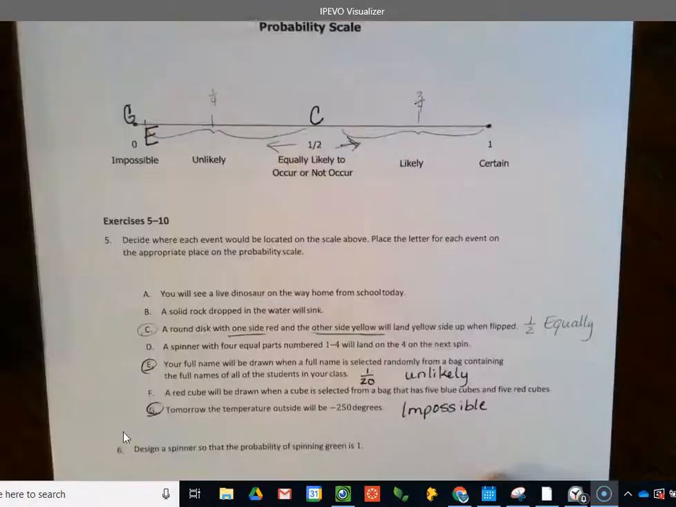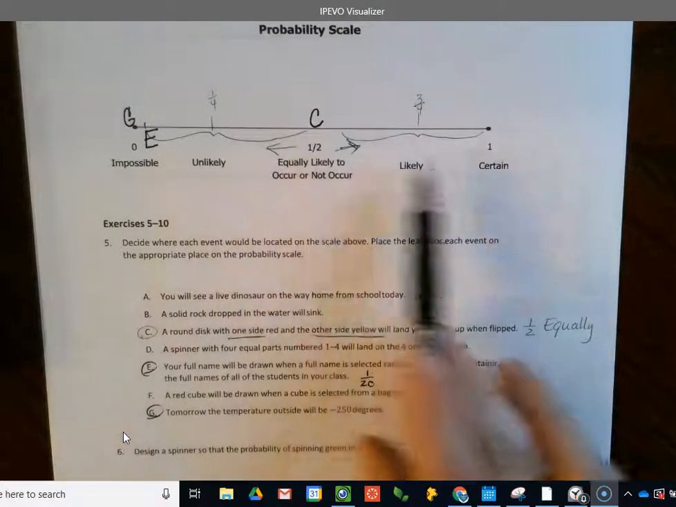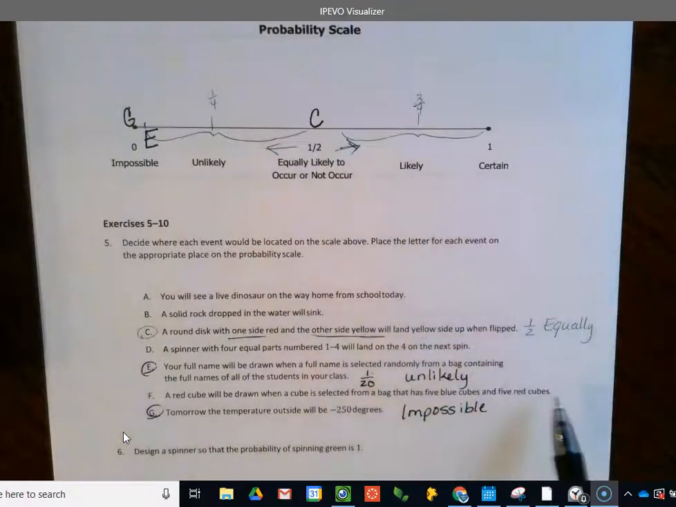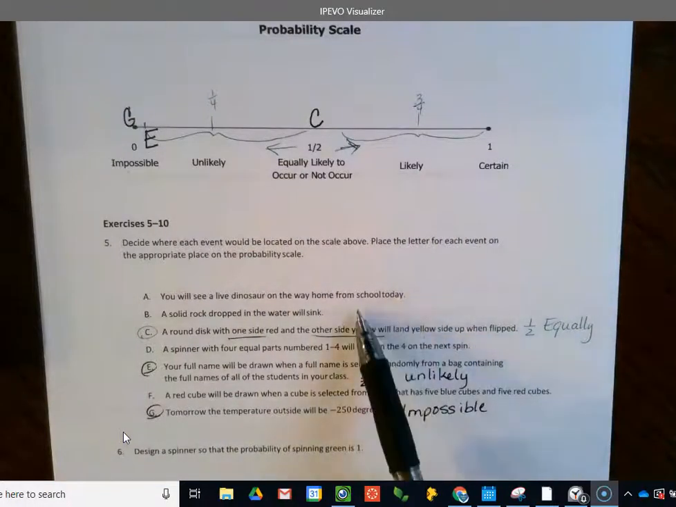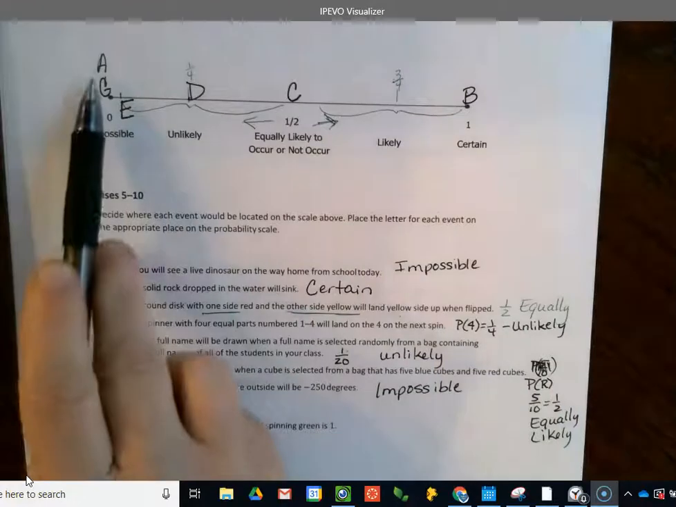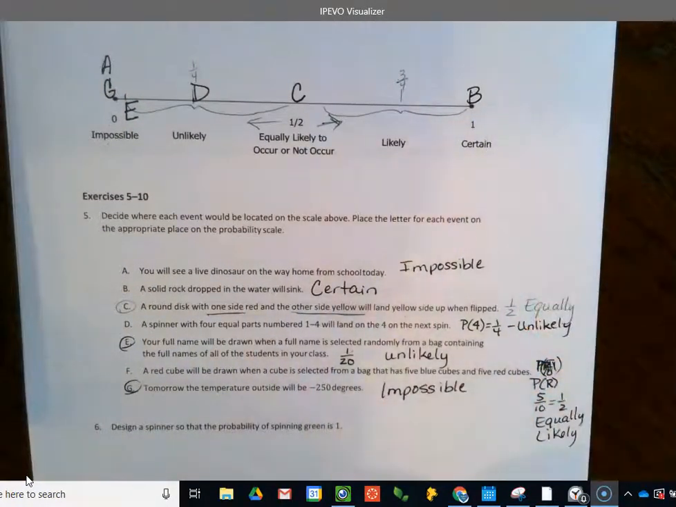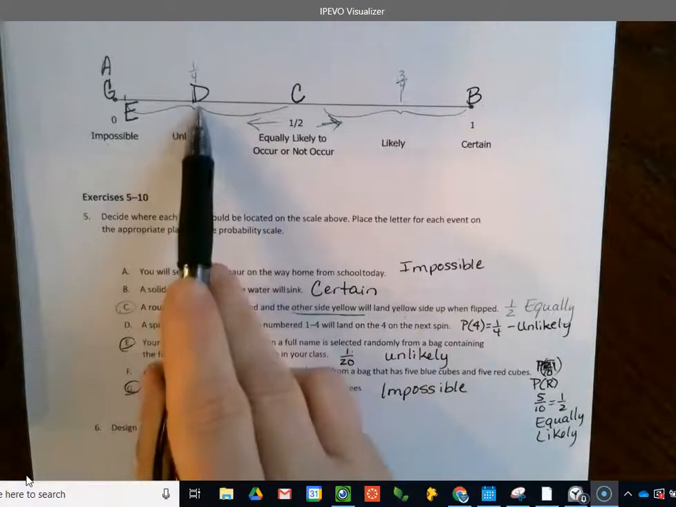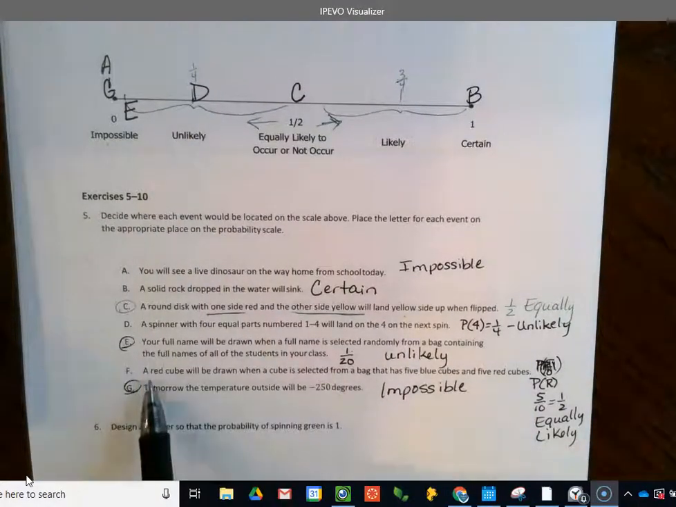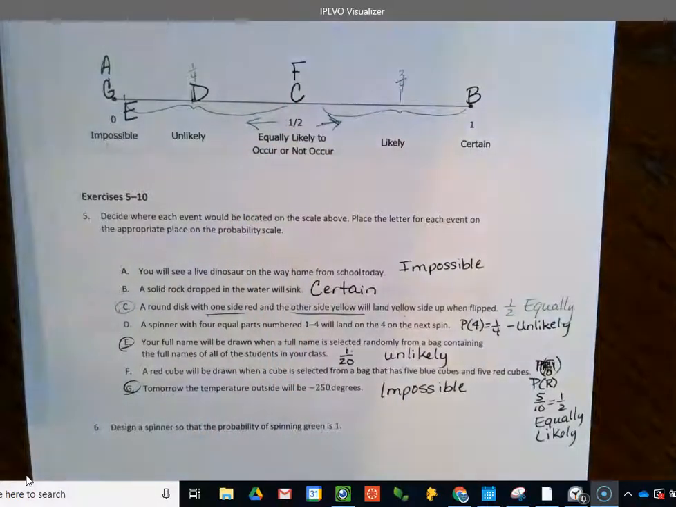So I want you to pause the video and complete A, B, D, and F. Make sure you label them on your probability scale, as well as write out the probability beside each one. Come back as soon as you are done. So, A, impossible; B, certain; D was unlikely; and F, oops, I forgot to put, is equally likely.